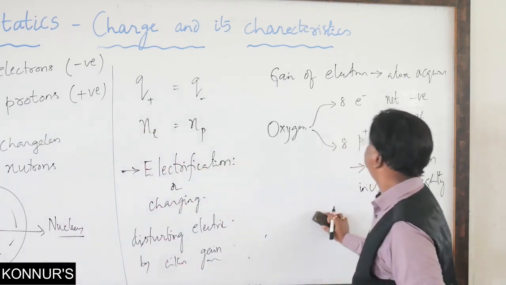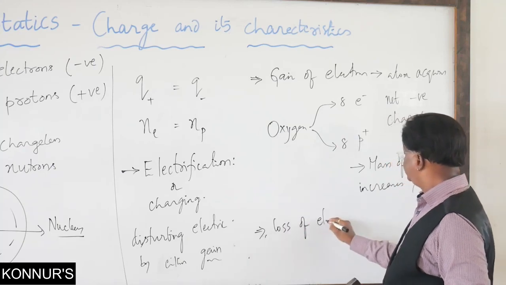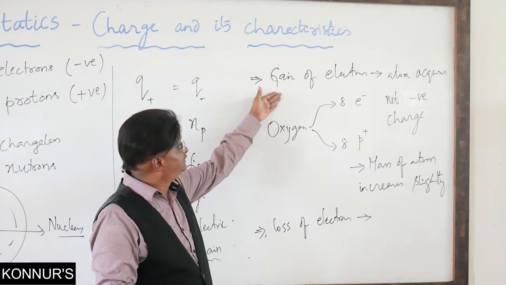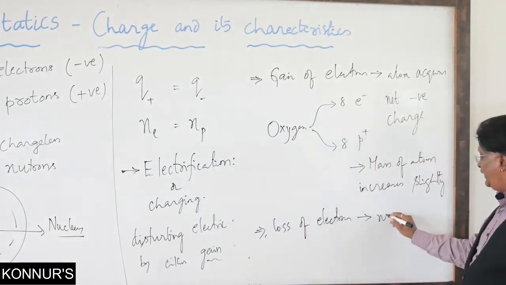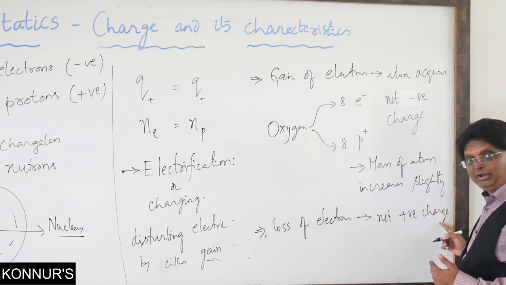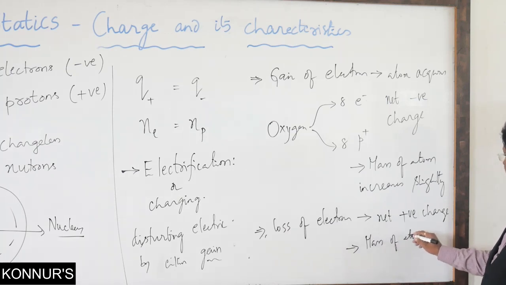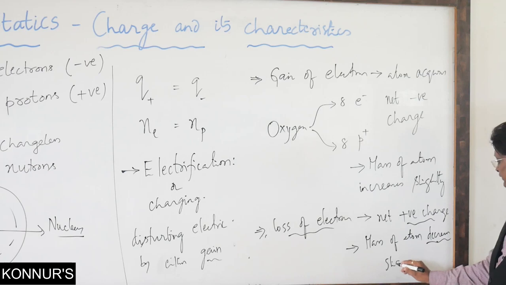Now, what about the second case? The first one was the gain of electrons. Now let us say what happens due to loss of electrons. Now it is your turn, you write for that. Gain of electrons, net negative charge, we said. Therefore, loss of electrons, the atom acquires net positive charge. Here we said the mass of the atom increases by a very slight amount. Here also, since it is loss of electrons, the mass of the atom decreases slightly. Positive charge, loss of electrons, mass decreases.